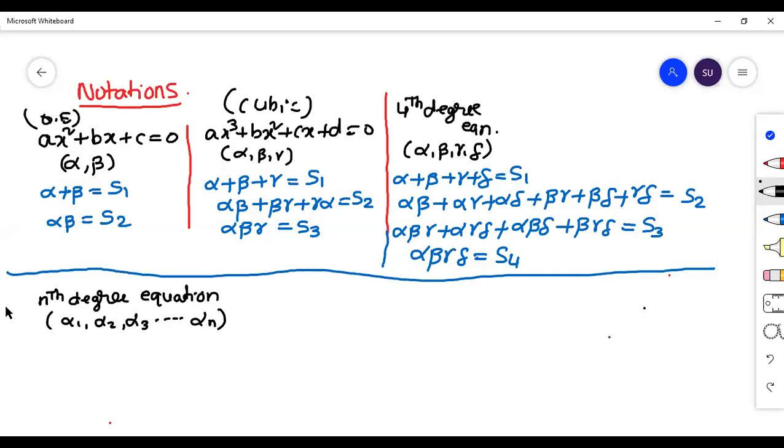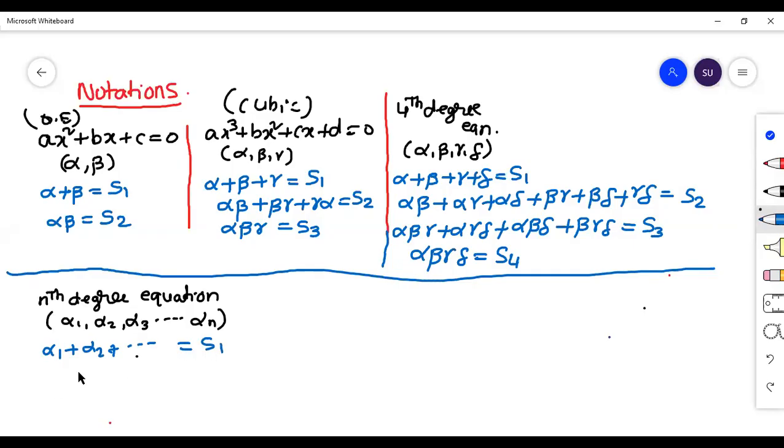If the equation is an nth degree equation, how many roots will it have? n roots, that is alpha 1, alpha 2, alpha 3, and so on, alpha n. Let us consider. Then obviously the sum of single roots, that is alpha 1 plus alpha 2 plus and so on, is equal to S1, you can write.